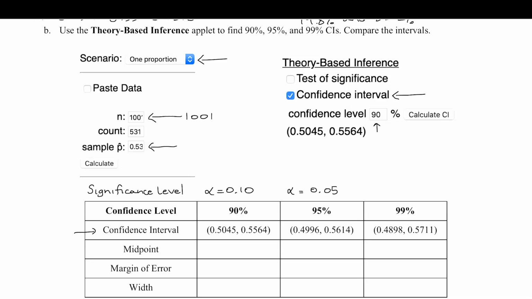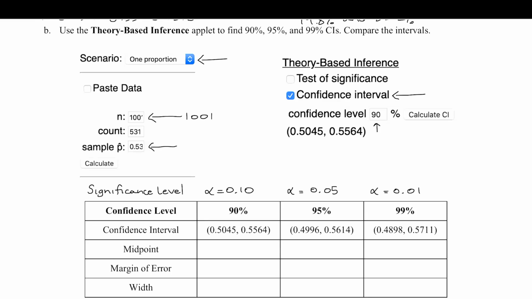And if my confidence level is 99%, then the corresponding significance level is 1%, which as a decimal is 0.01. All right, now what I want us to do, the computer found each of the confidence intervals for us. I'd like us to calculate the midpoint and the margin of error and the width for each confidence interval.